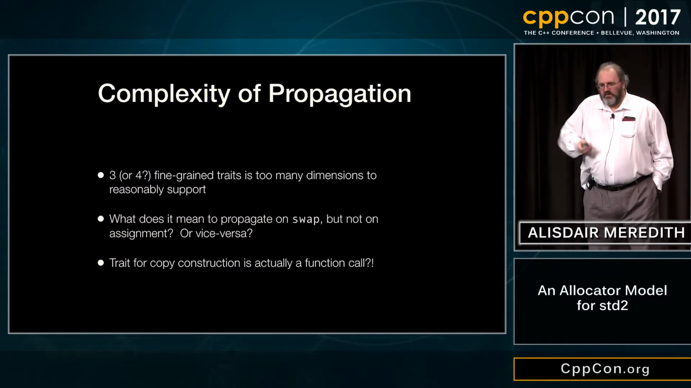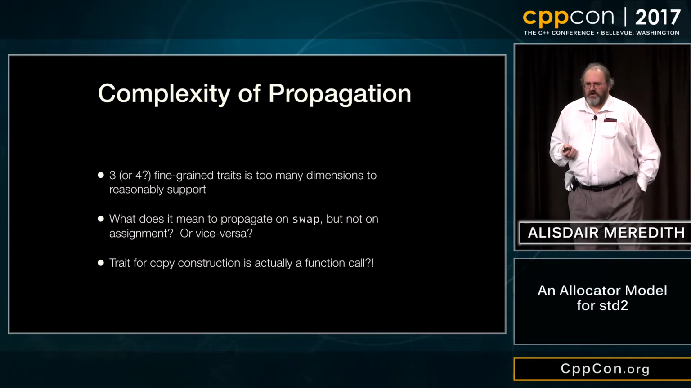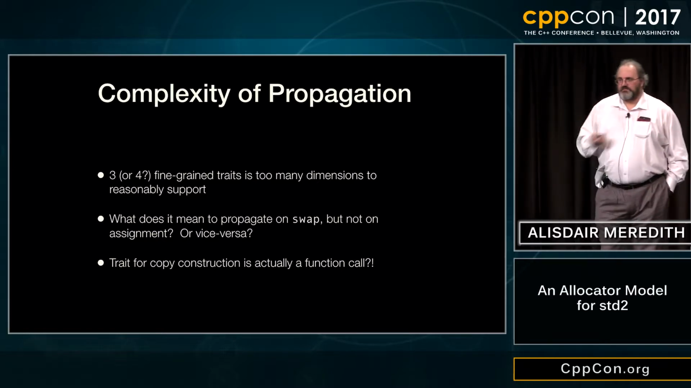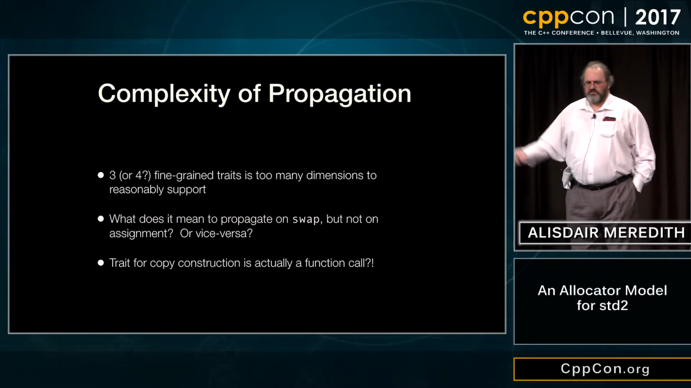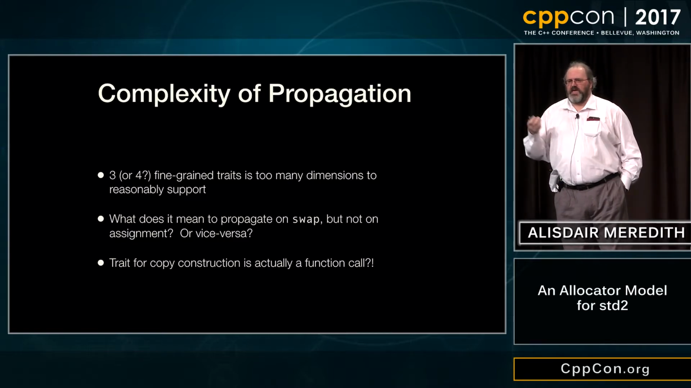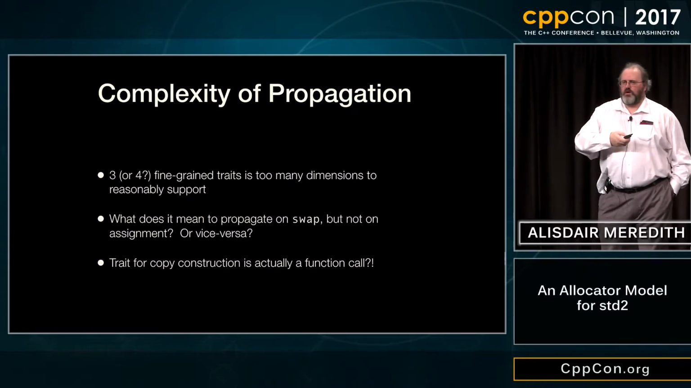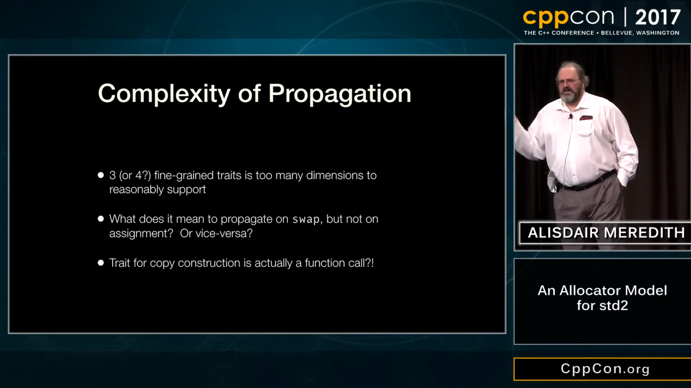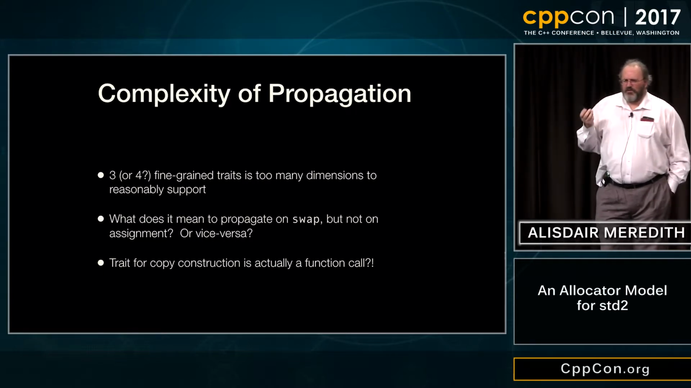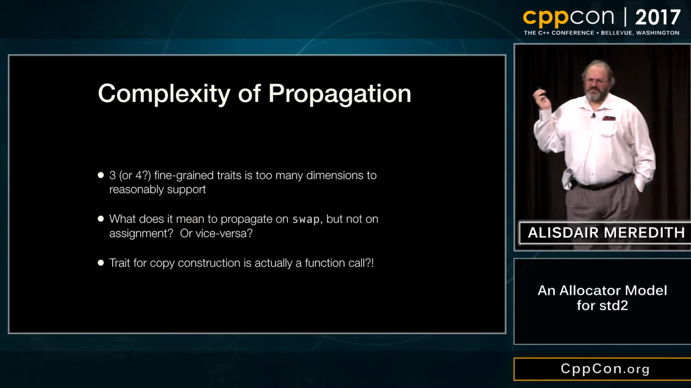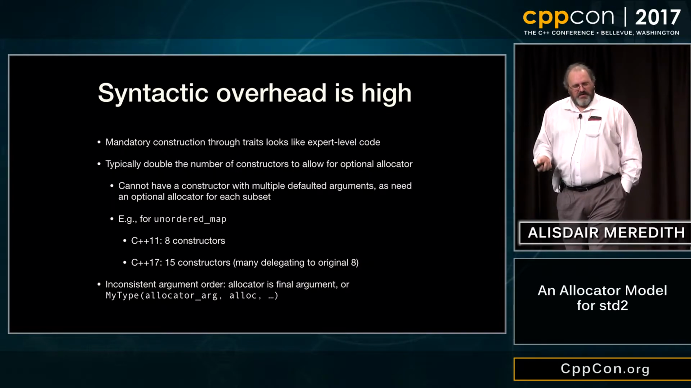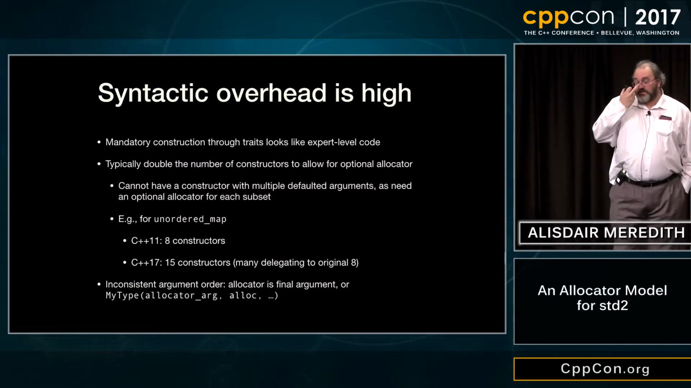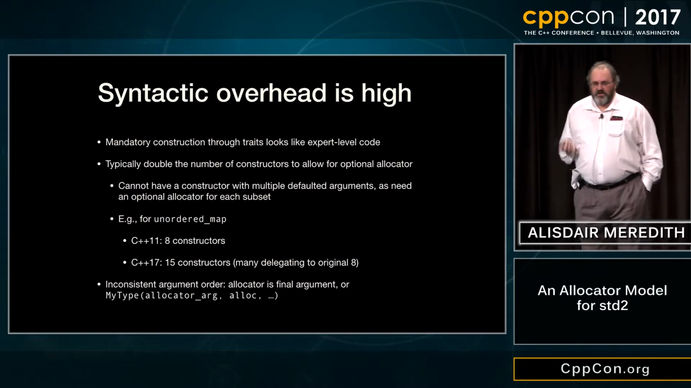So the big problem we got with the complexity of the propagation model that's in C++11 is it's too versatile, and it leads to strange things. What does it mean if an allocator propagates on move assignment but not swap, or vice versa? And writing test drivers for these things is horrible. Implementing the thing that passes the test driver is worse. The syntactic overhead of dealing with a lot of this is relatively high.